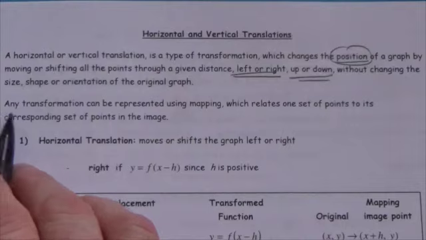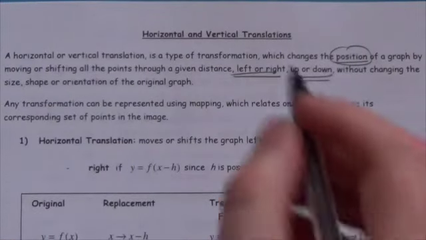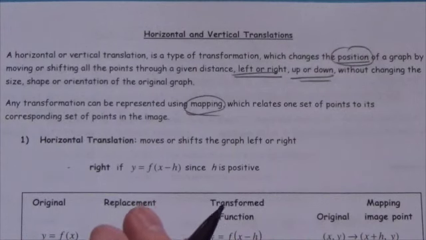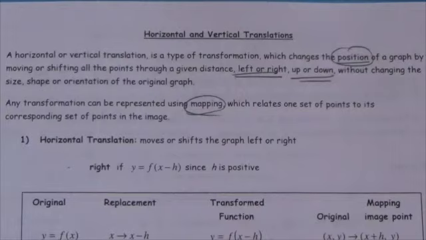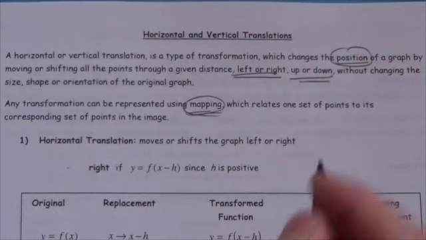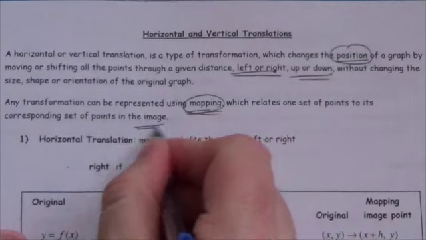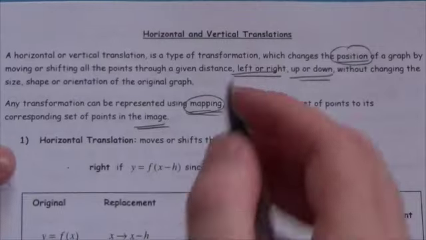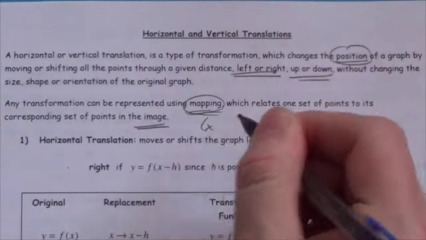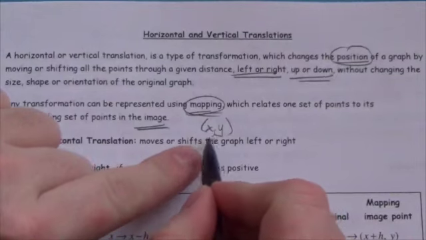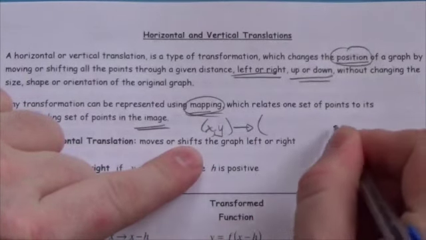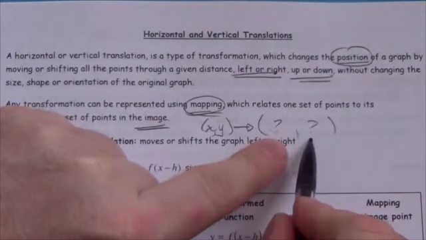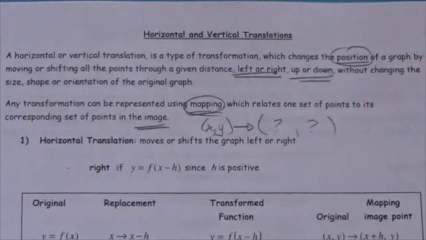And so any transformation, like it says right here, can be represented using mapping, and I love it when the curriculum uses the correct vocabulary, okay? We're talking about mapping that relates one set of points to an image, to a new set of points. The way this mapping works is we start with x and y, and it maps to a brand new set of points where we do something to the x, we do something to the y. We're altering the point to create a new point.